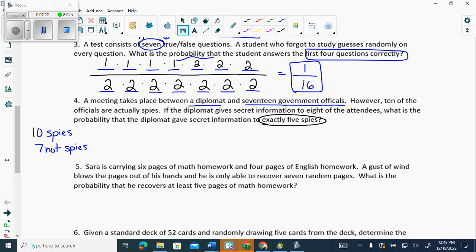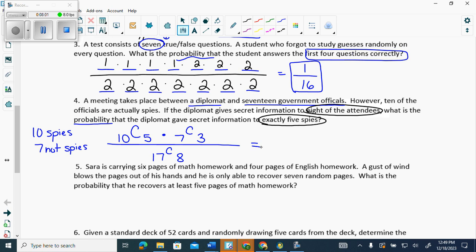So this is after the word probability, so it affects only the top. How can I guarantee choosing 5 spies? 10C5, and I still need what? 3 not spies. Yeah, I need 3 not spies because I need 8 attendees. So I go 3 not spies, so 7C3. Now the bottom is total no restrictions. How many government officials do I have to choose from? 17. And I'm choosing how many? 8.